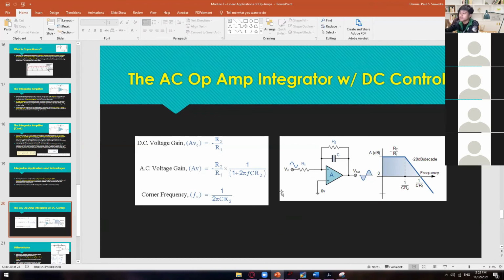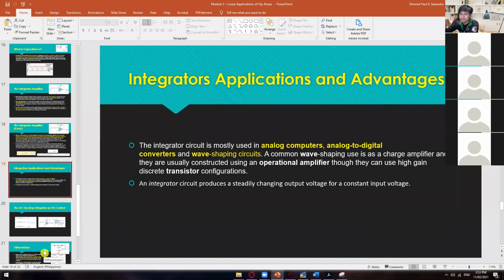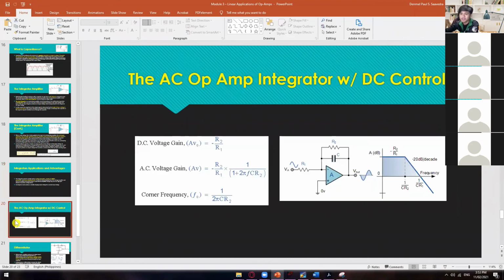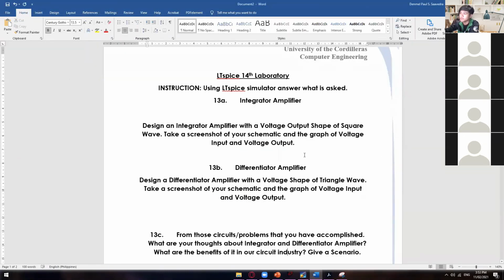All right, and one more thing here is no more. I thought I put here the summary when it comes to the integrator. Anyway, let me introduce to you your laboratory. For your laboratory, since we can only show the output shape, or the waveform, or the changes of shape output, that's the only thing that I will ask you to do.